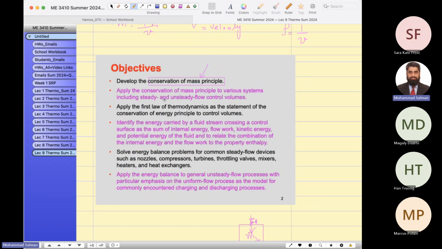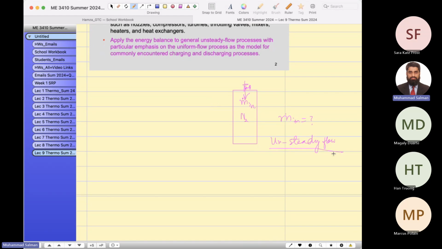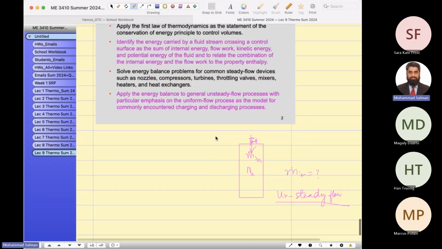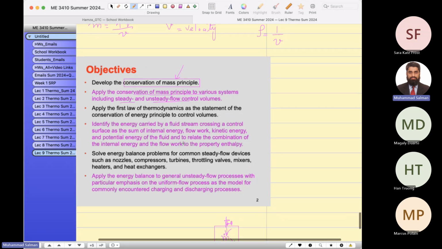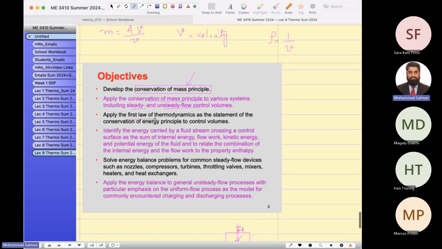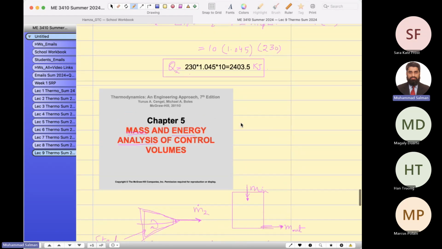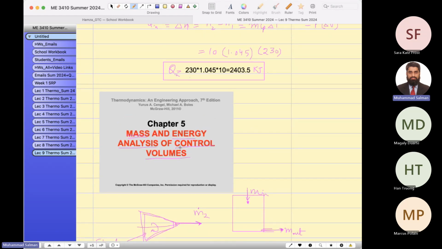We are not concerned that much right now, but you will learn about the mass conservation principle, and also apply the conservation of mass principle to steady and unsteady flow. I just gave you the example of unsteady flow, filling up the nitrogen or even inflating the car tire. You are changing the mass inside the system, which is the car tire, and that's why it is called an unsteady flow process. Apply the first law for the open system. Control volumes are always used for open systems.